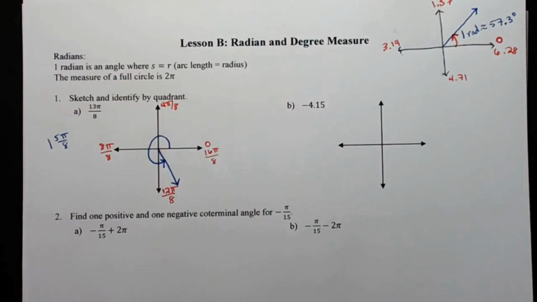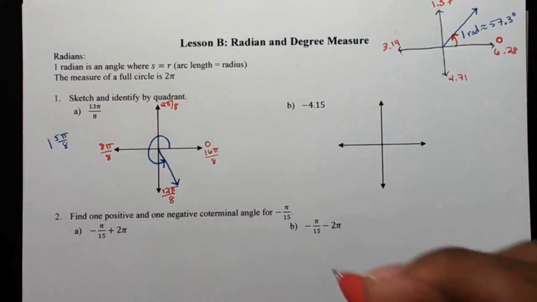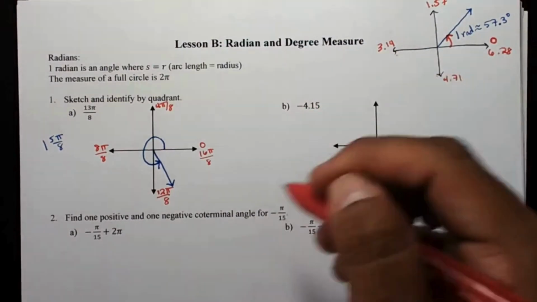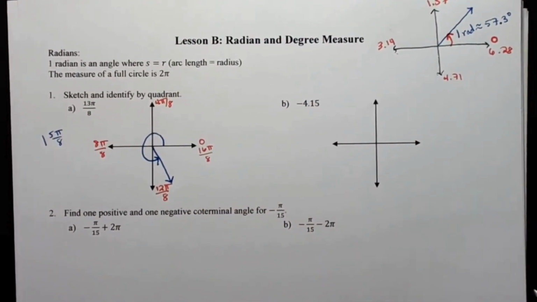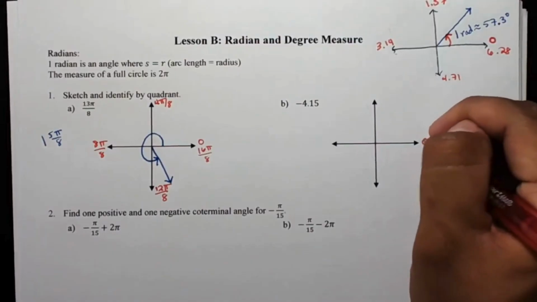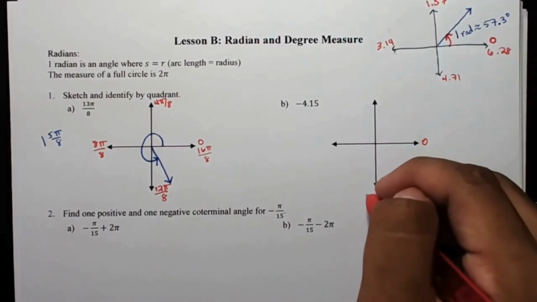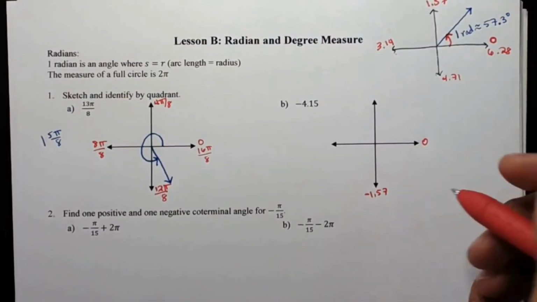Again, we talked about how I can ask you to graph pretty much any number because radians are just numbers. So you just have to change your perspective of the quadrantals. Since we're talking about negative, I'm going to put these axes in terms of negative numbers. So I'm going to start here at 0. Down here is going to be negative 1.57.